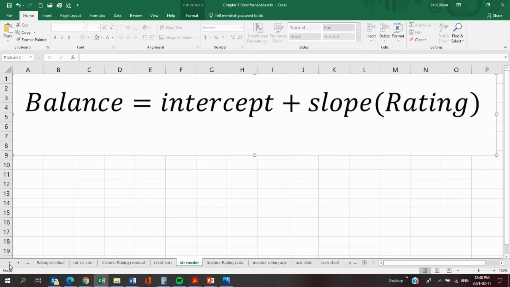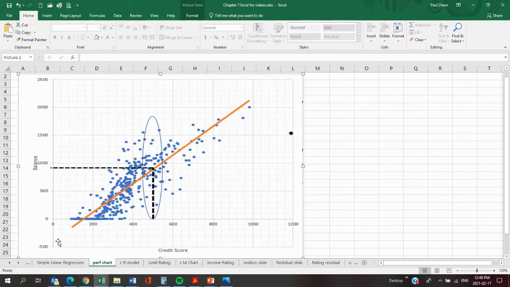Now, I should actually just scroll back here and show you what we had there. We had a model that looked like this. Here was rating. Here was the balance. Yes, balance increases as the rating increases, but it's widely scattered, and our predictions were totally unsatisfactory.